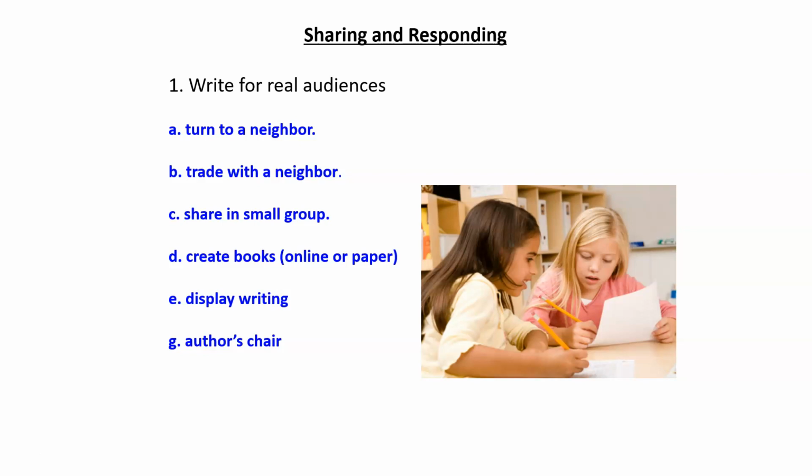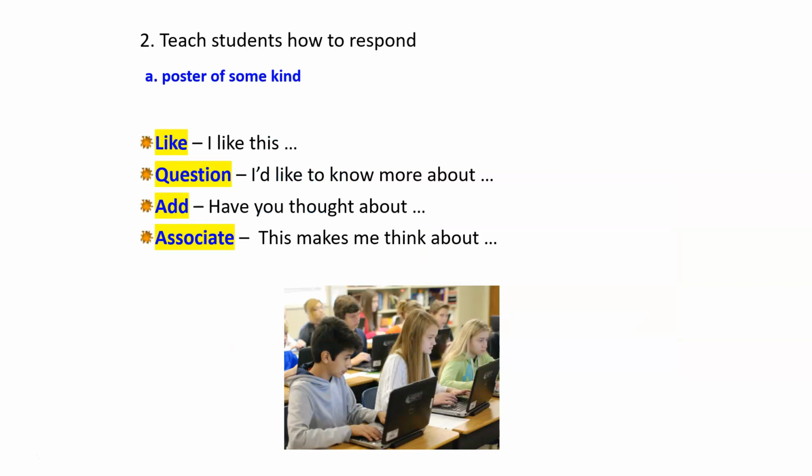Turn to a neighbor and share what you've written today, or find someone that you haven't talked with for a while. You can trade with a neighbor and write the responses or ideas right on the paper. Students can get together in small groups. Younger students, small groups should be no more than 3. Older students, 4 to 6. You can create online books or post things so students can respond to it. Display the writing, or the author's chair is where 1 or 2 students are selected to share with the whole class. And I'd recommend no more than 2 students a day do this.